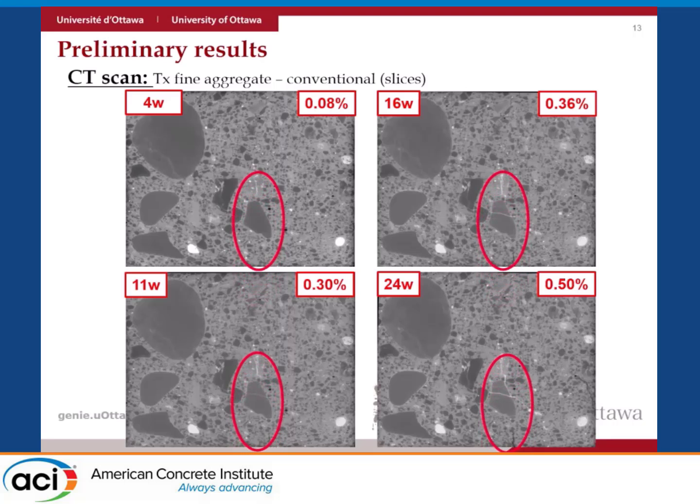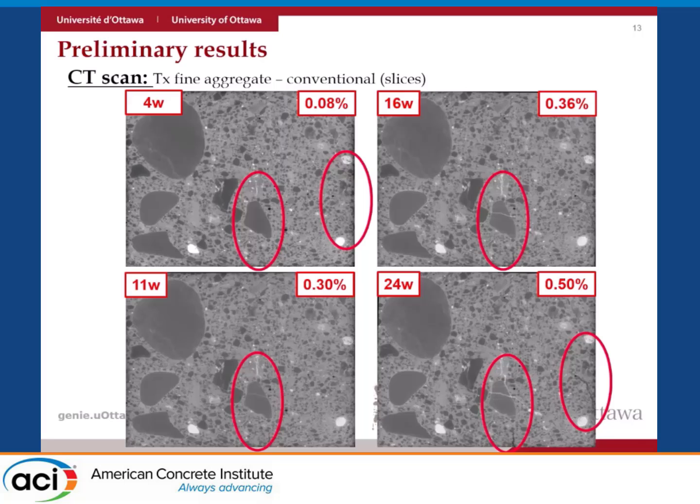For example, if you focus on this particle, for instance, with Texas sand, conventional, you see that this particle doesn't bear any cracks at 4 weeks, but whenever we come to 11 weeks, 16 weeks, and then 24 weeks, it's very interesting because it's not a picture anymore, it's a movie, right? We can tell the story from the beginning to the end of ASR, and we could also catch what we call secondary deterioration.